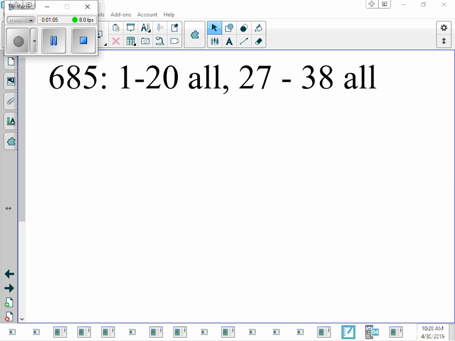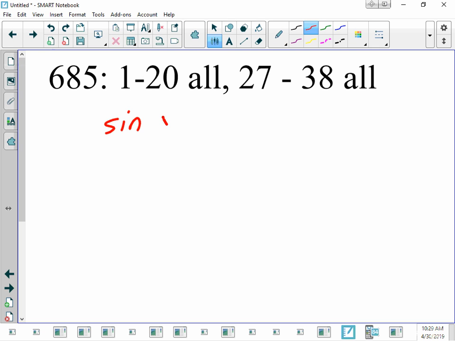All right. So this is page 685, 1 through 20 all. This first assignment is pretty quick. So the sine of 30 is equal to what? The cosine of 60. So the thing you need to remember about co-functions, the sine of x is equal to the cosine of 90 minus x.